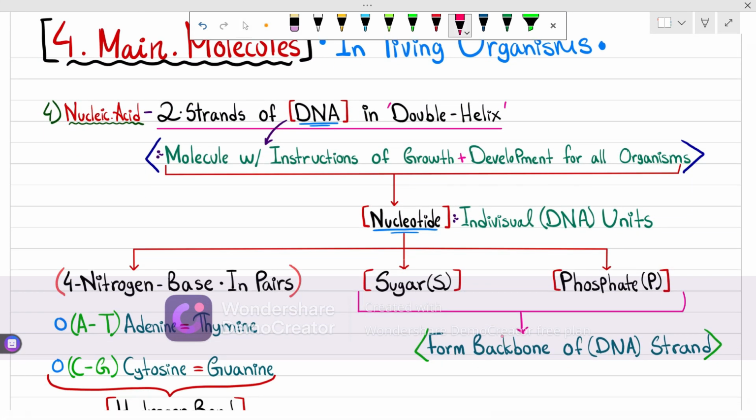All right. The last organic molecule is nucleic acid. Nucleic acid is two strands of DNA in a double helix structure. Double helix structure is the twisting structure of the DNA. Something like this. This is known as the double helix structure. Okay, DNA. DNA is deoxyribonucleic acid. It is a molecule with instructions for growth and development for all organisms. And DNA consists of nucleotides, individual DNA units.